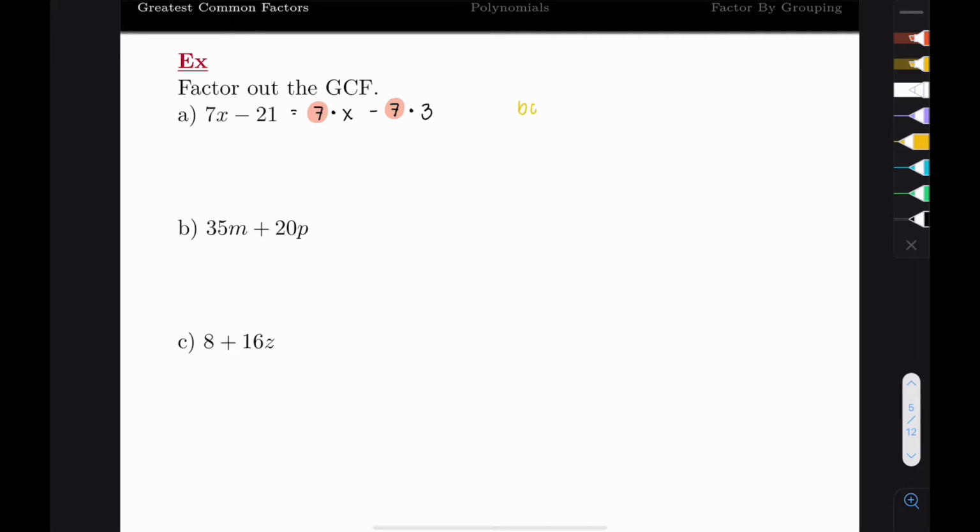So both terms are divisible by 7. Okay? And so this is what our greatest common factor is going to be. It is exactly 7. So what we do is we take the 7 out, and we want to see what's left over when I do that. So from the first piece, we're left with an x. From the second piece, we're left with a minus 3.